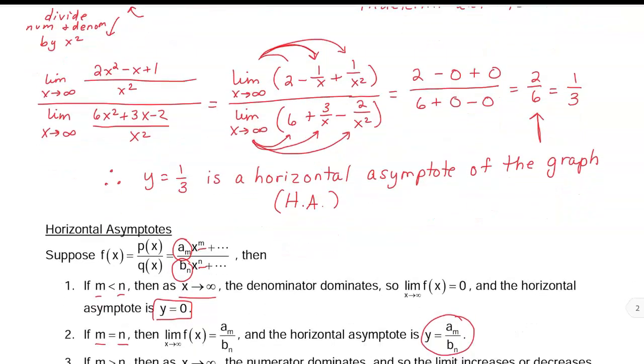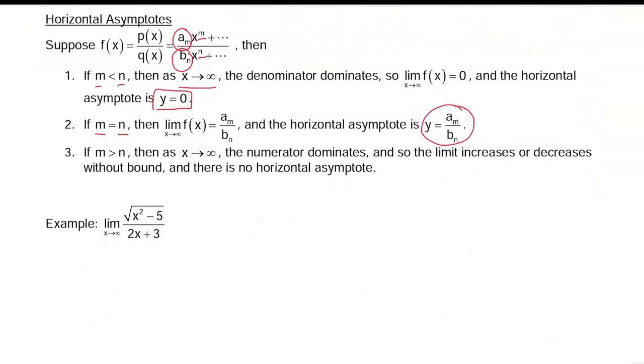Finally, you could have a degree in the numerator larger than the degree in the denominator. So as x approaches infinity, the numerator will dominate, and then the value of the function will increase without bound. So there is no horizontal asymptote, but there could be a different kind of asymptote. M and n, if there's only a difference of 1, then you'd have a slant asymptote. If it was a difference of 2, then you'd have a parabolic asymptote, and so forth.